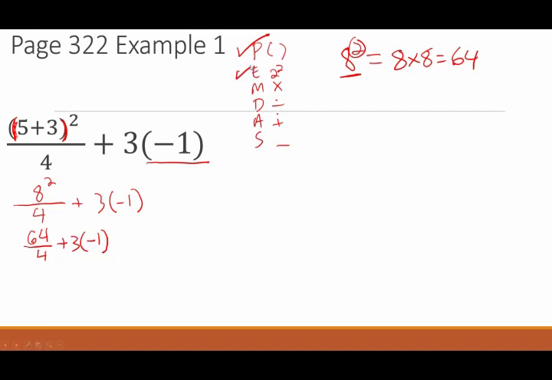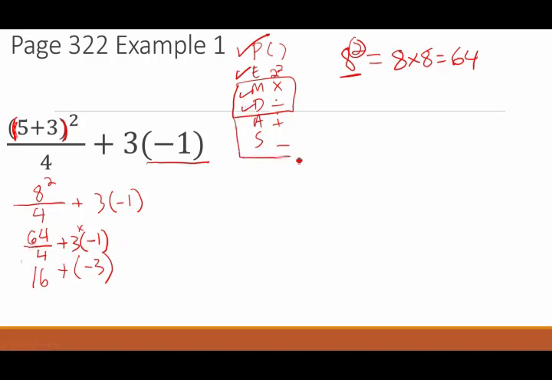Now we do multiplying and dividing together. So we start from the left of our problem and we read it and we go right. We have 64 divided by 4 plus 3 times negative 1. So do we have any multiplying? Do we have a division? What's 64 divided by 4? That's 16. And we have plus, and this is really just saying 3 times negative 1. So what's that? That is negative 3. Alright? So we've done our multiply and divide. We can do them at the same time.